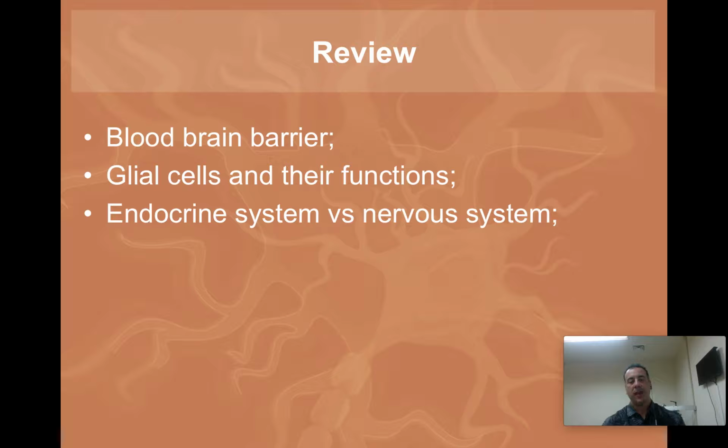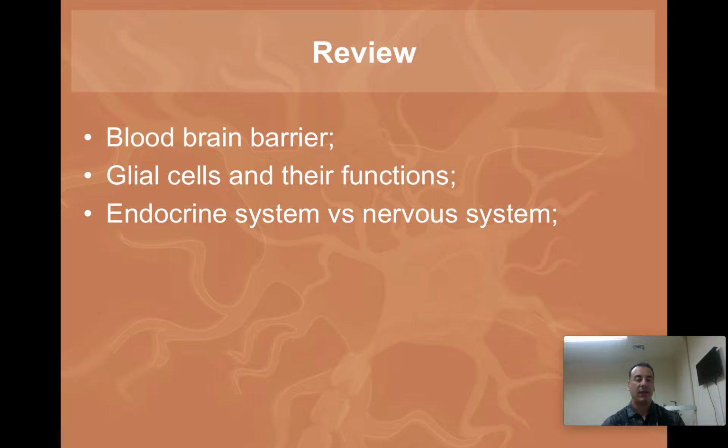Nervous system versus the endocrine system. These two systems go hand in hand. When it comes to the nervous system and what it does for our body, which is integration and communication, the endocrine system is exactly the same way. It does integrate and does communicate. One does action potentials, the other one does hormones.